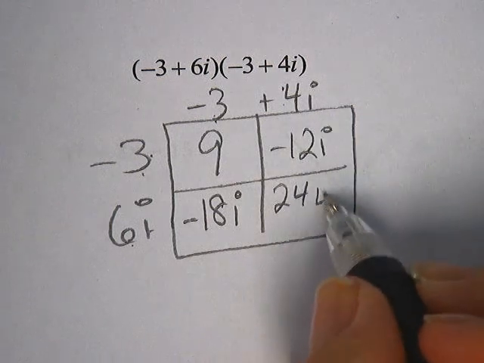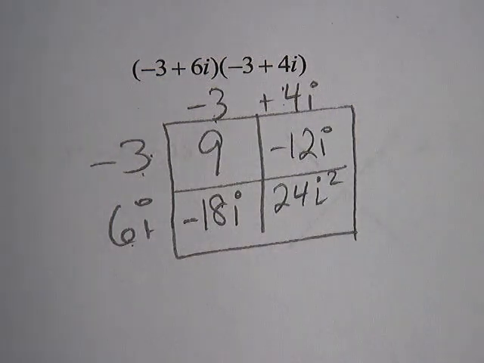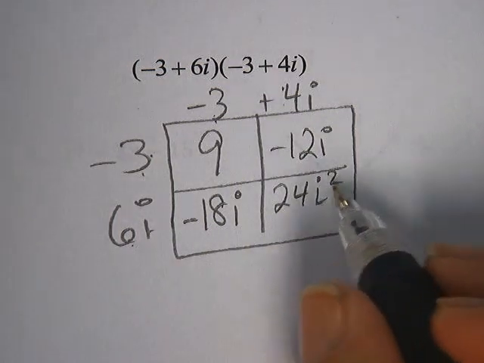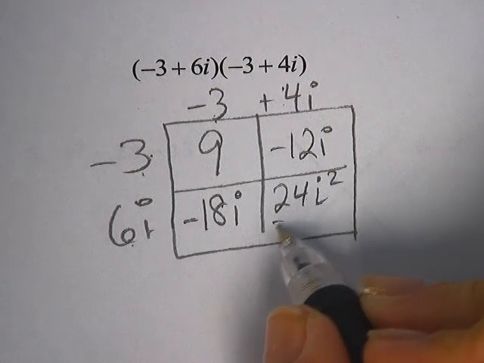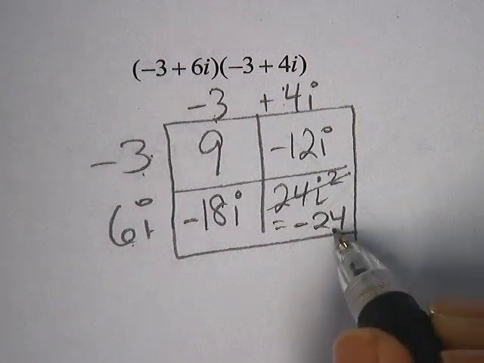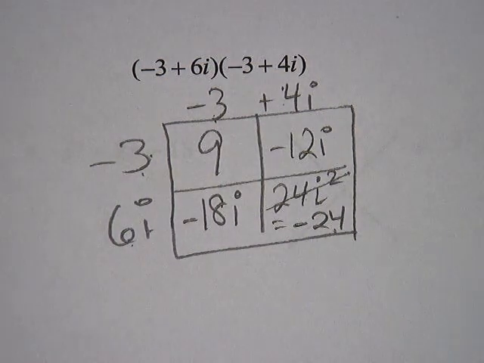i times i is i squared. What did we say about i squared? We can't leave that there. We've got to replace it with negative 1. So all that does is change the sign. So this one is really equal to a negative 24. And we cross that out so we remember which part we're dealing with here.